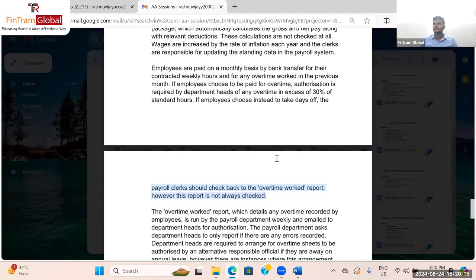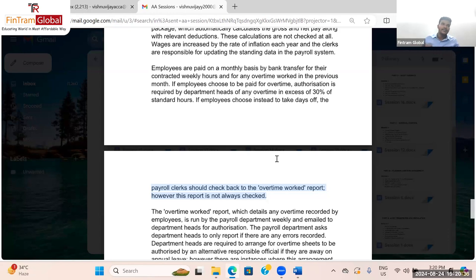That one of the superior, or maybe this clerk only, should check the overtime worksheet on a regular basis, ideally. See, what is the issue here? The issue is that the overtime work report is not checked before a leave is authorized, right? So, of course, the recommendation would be to check that particular report, simple, okay?